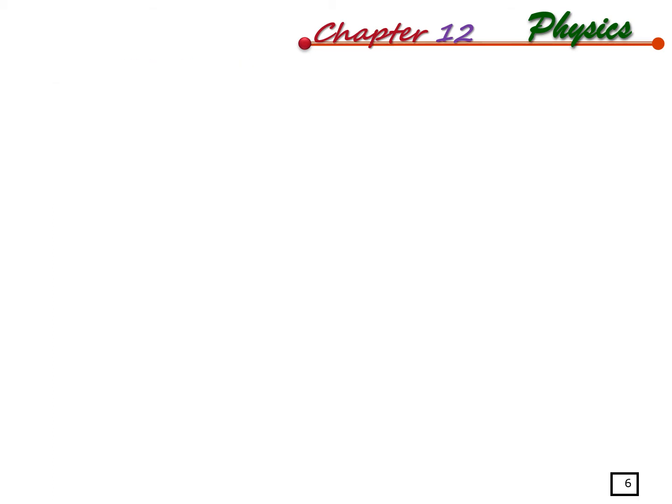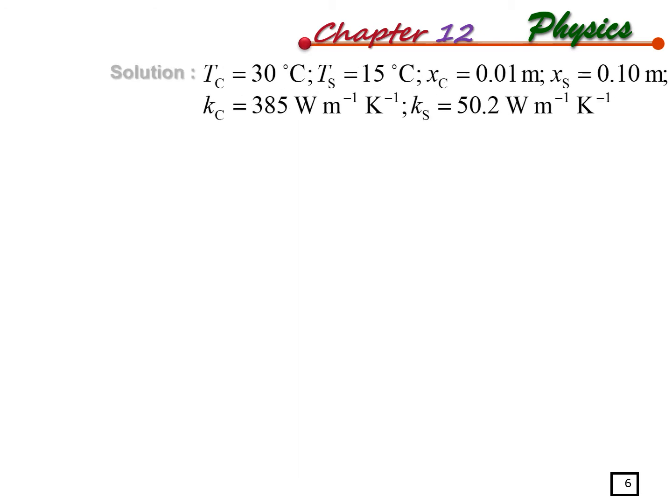Now let us look into the solution. The temperature of the copper is given as 30 degrees Celsius, steel 15. And then the lengths of copper and steel are given, together with the thermal conductivity of the copper and steel materials.